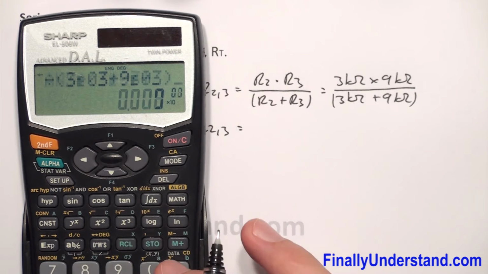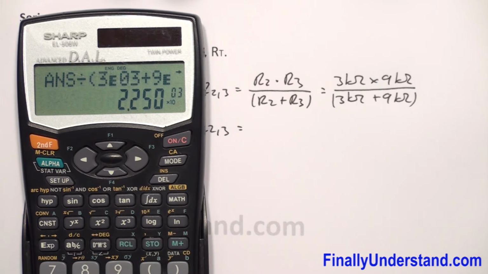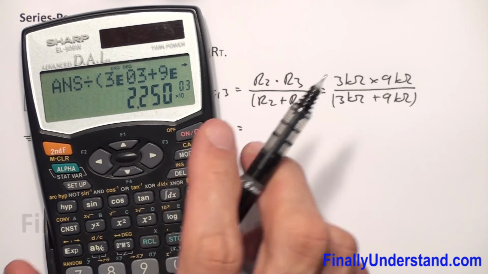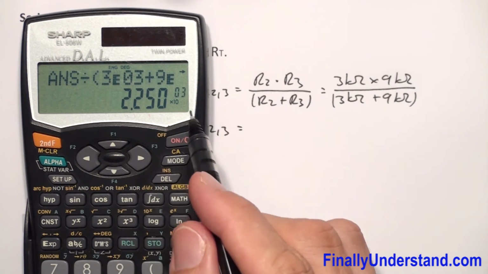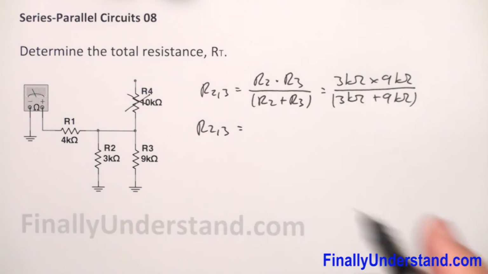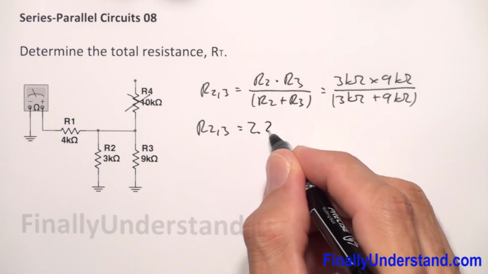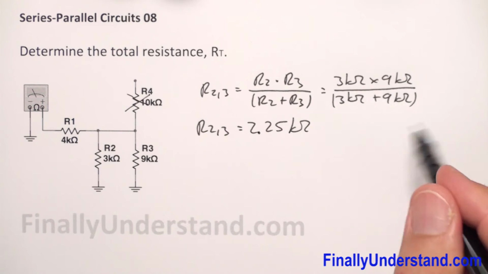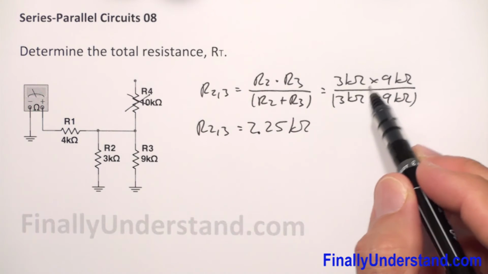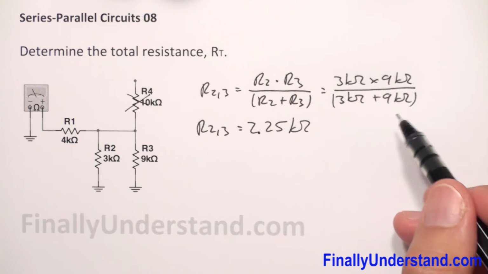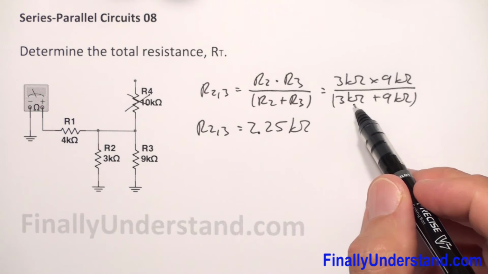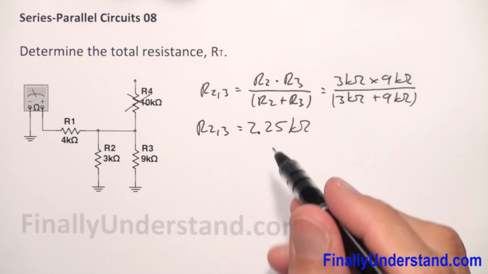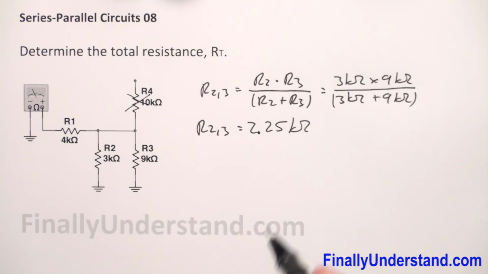I'm doing every single step to make sure that everybody knows how to use the calculator. So 2.25 kilo ohms. Please notice that the result of our calculation is less than the lowest resistance in this part of the circuit, so it looks like we are doing everything fine.